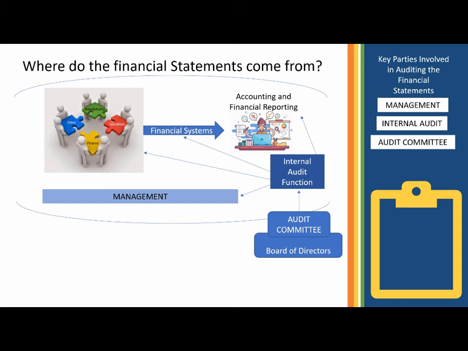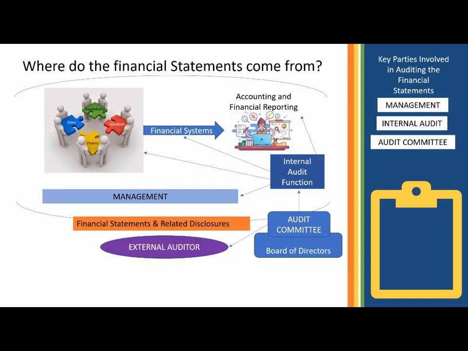So now we're all set and ready to produce our financial statements and related disclosures. Well, no, that's where external auditors come in. They're going to do the external view of this, the external audit of those financial statements. They're selected by the audit committee, so the audit committee doesn't just help the internal audit function, they select that external auditor. So the last member of our key parties involved in auditing the financial statements is the external auditor.